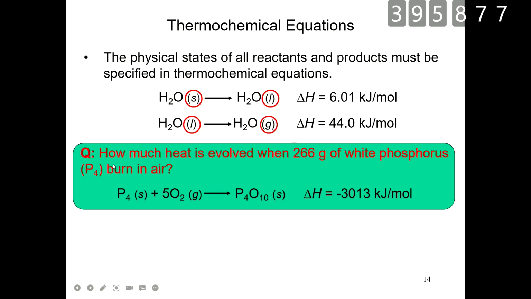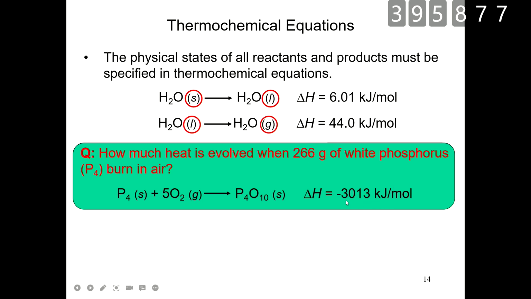Okay, the question: how much heat is evolved when 266 grams of white phosphorus is burned in air, like in this reaction? So for this thermochemical equation, this is a thermochemical equation, right? And this is balanced. And the enthalpy change of the reaction is this number.